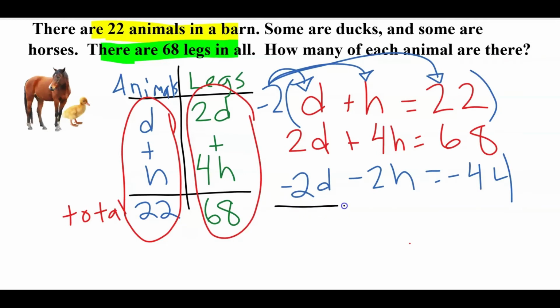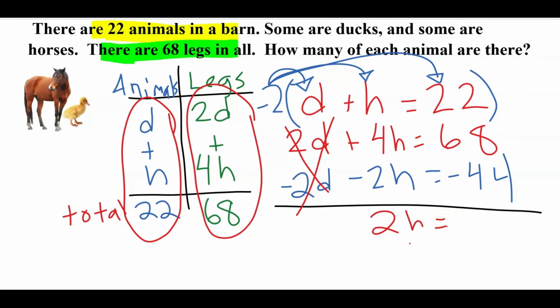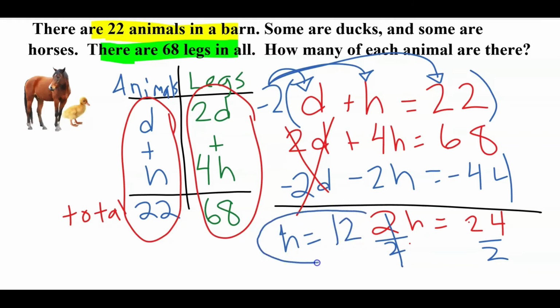Now that I have opposites, I can just add these two equations together. 2d minus 2d cancels out. 4h minus 2h is 2h. And 68 minus 44 is going to give me 24. Now I can solve for h by dividing by 2 on both sides. So h equals 24 divided by 2, which is 12. So now I know h equals 12.